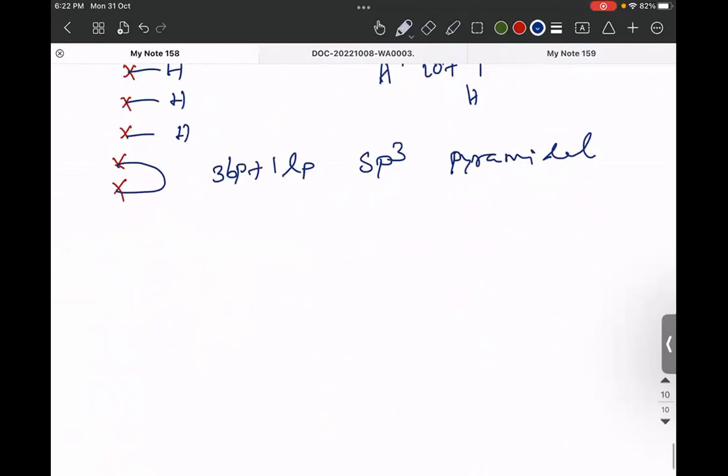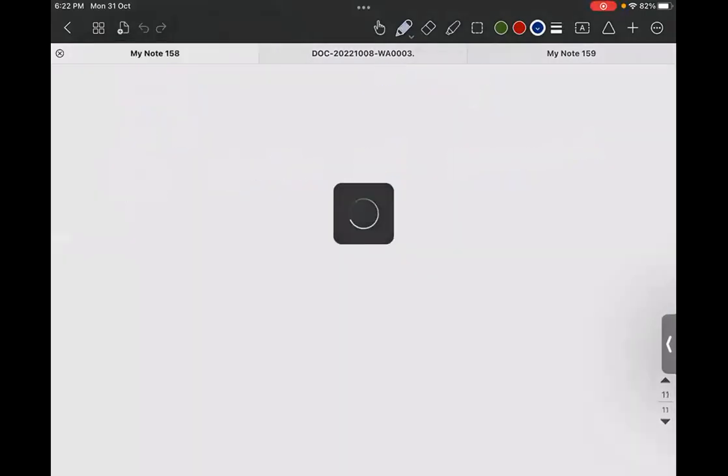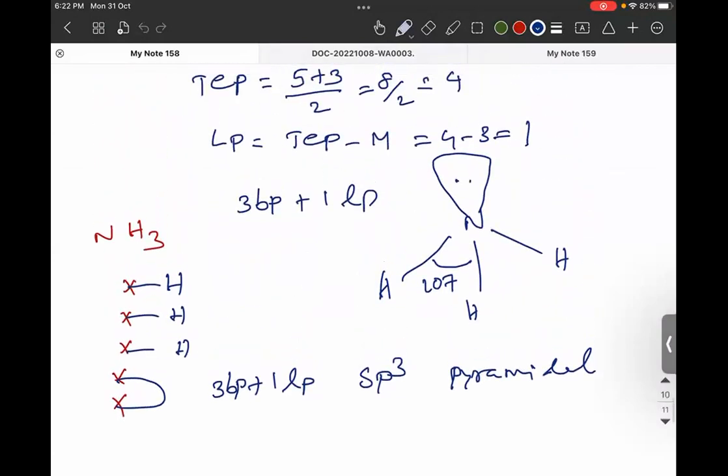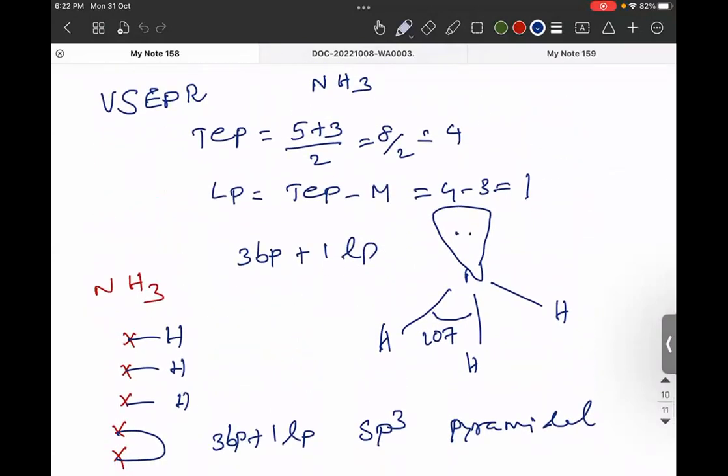Next molecule, you tell me. One person has to come and do that next molecule. Okay. What are you saying? Okay.